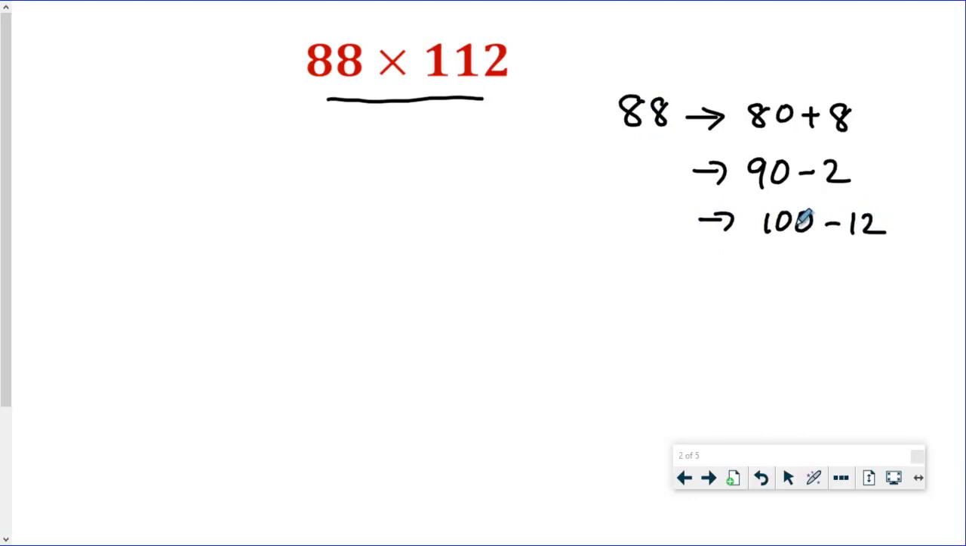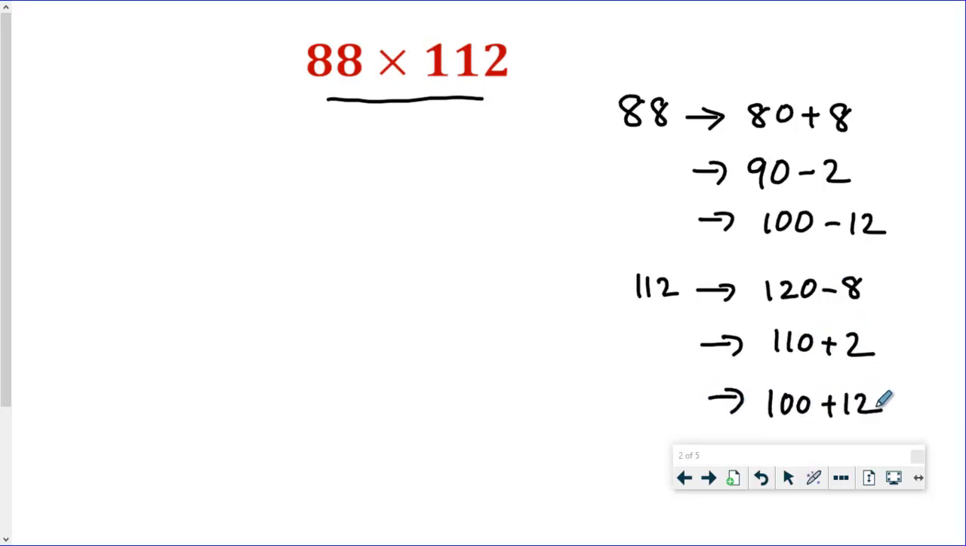If you subtract 12 from 100, that is also 88. We can write 112 either as 120 minus 8, or 110 plus 2, or 100 plus 12. Now you can see 88 and 112 in terms of nearest to 10.